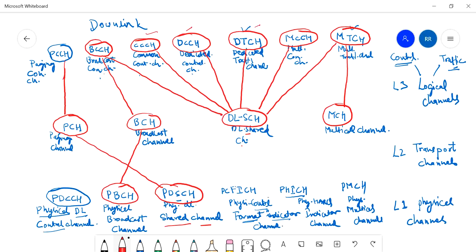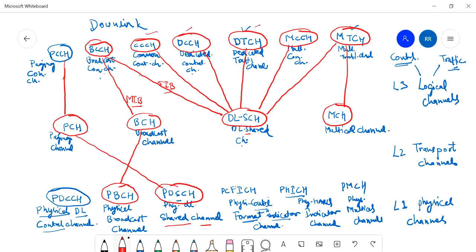BCCH is also mapped with both the downlink shared channel and the BCH. One thing you can remember: in BCH the MIB is transferred, and in the downlink shared channel the SIB is transferred. These are the master information block and the system information block. You should memorize this, because it could be a question anywhere: on which channel is the MIB transferred? You should say it is transferred on the broadcast control channel, BCCH, and then PBCH, the physical broadcast channel. In this way the MIB is transferred, and the SIB is transferred through the downlink shared channel.